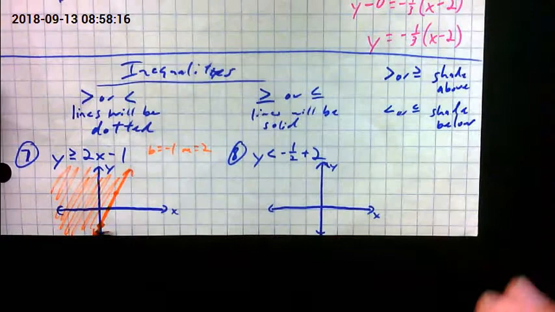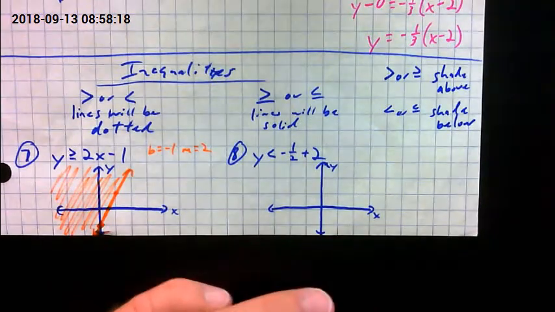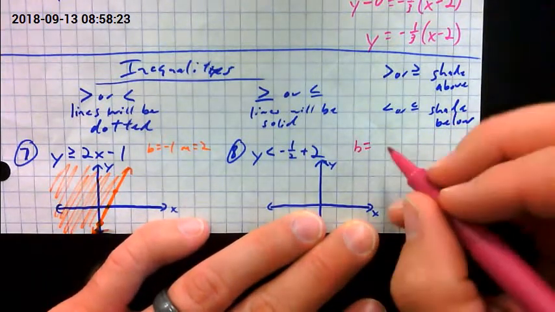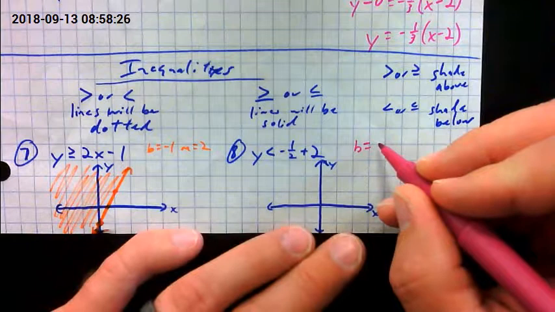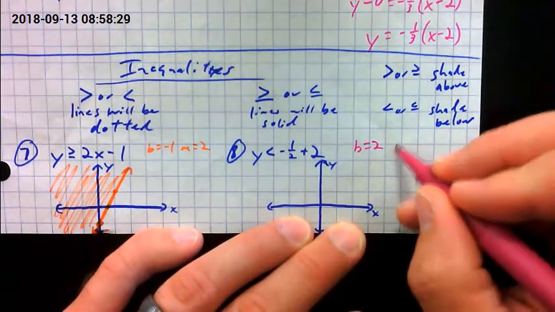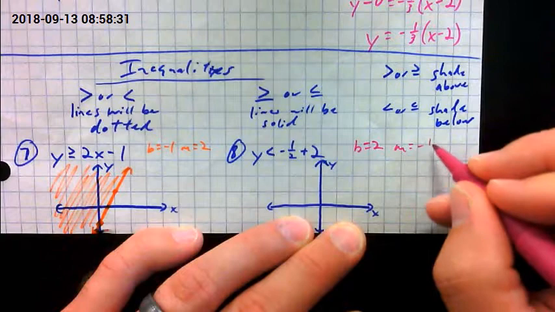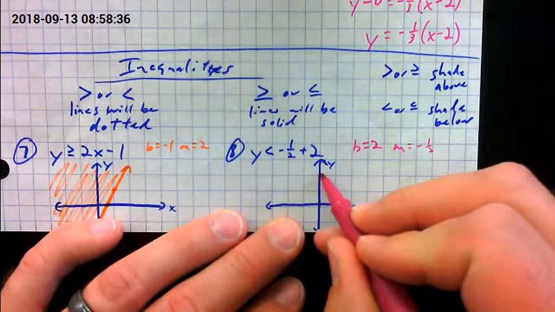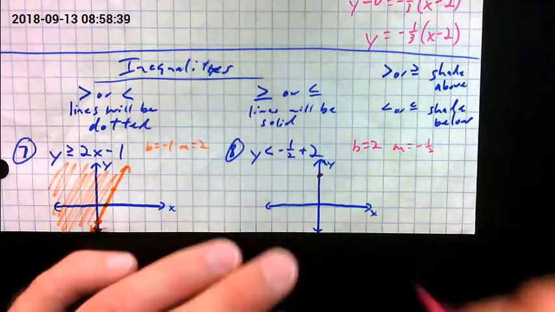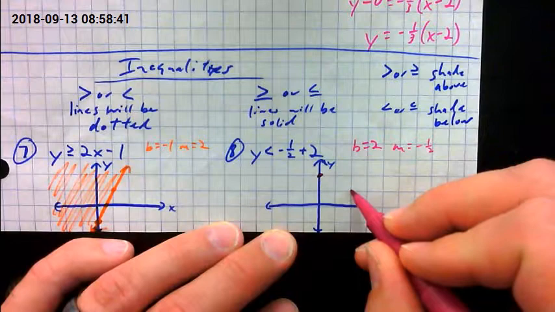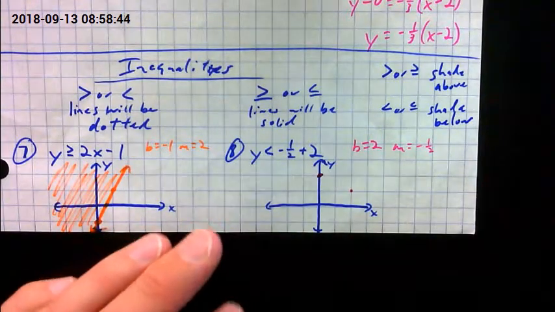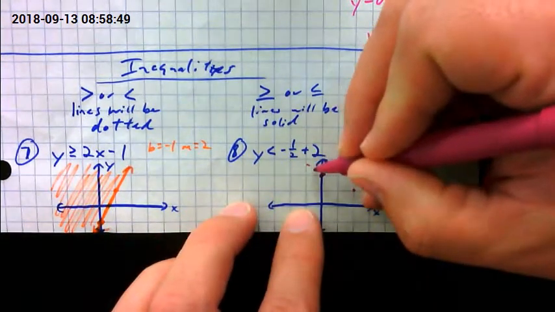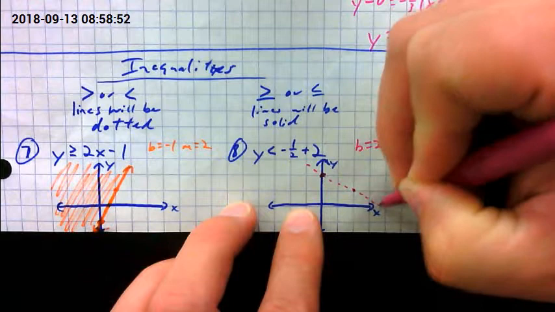For number 8, again, our b value is what? It's 2. Our slope is -1/2. So, up at 2, you're going to do a point. Our slope is down 1 over 2. Should I have a dotted or solid line connecting those? Dotted, because it does not have the and equal to this time. So it's going to be dotted, or you could say dashed, either way.